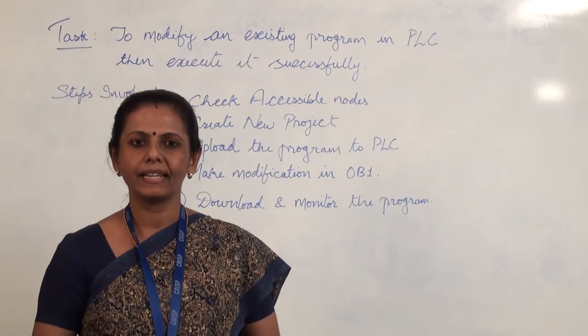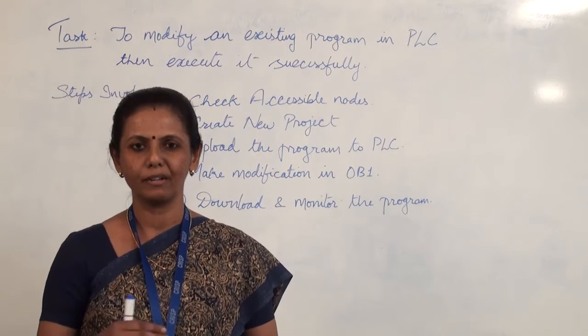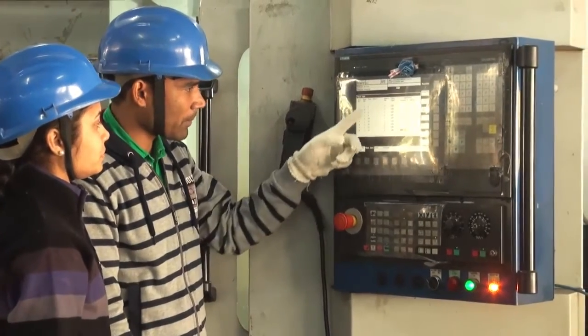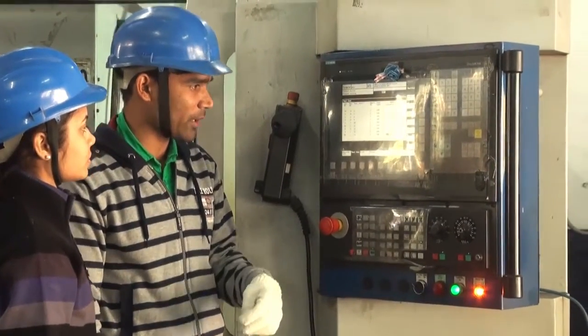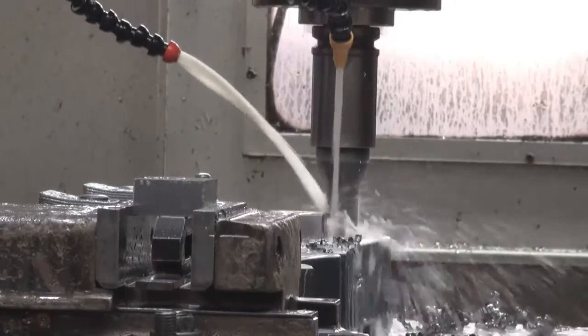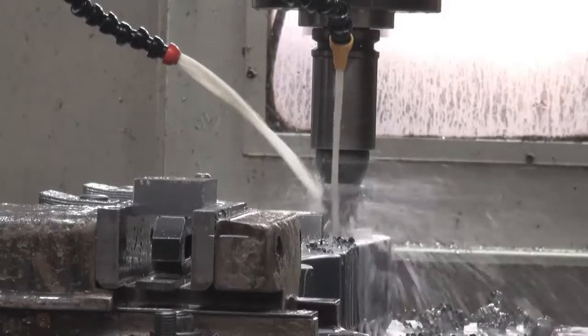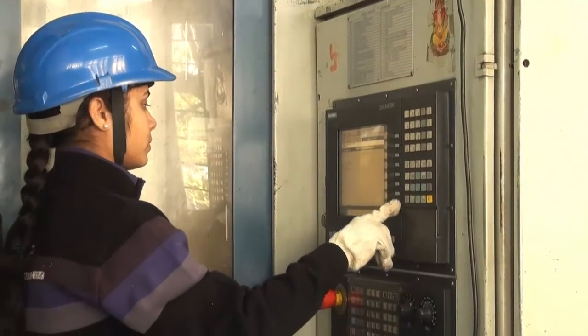In the manufacturing sector, let us take the example of a computerized numerically controlled machine, or a CNC machine. In a CNC machine, the PLC acts like the brain of the machine. The entire sequence of operation of the machine is based on the program that is written in the PLC.